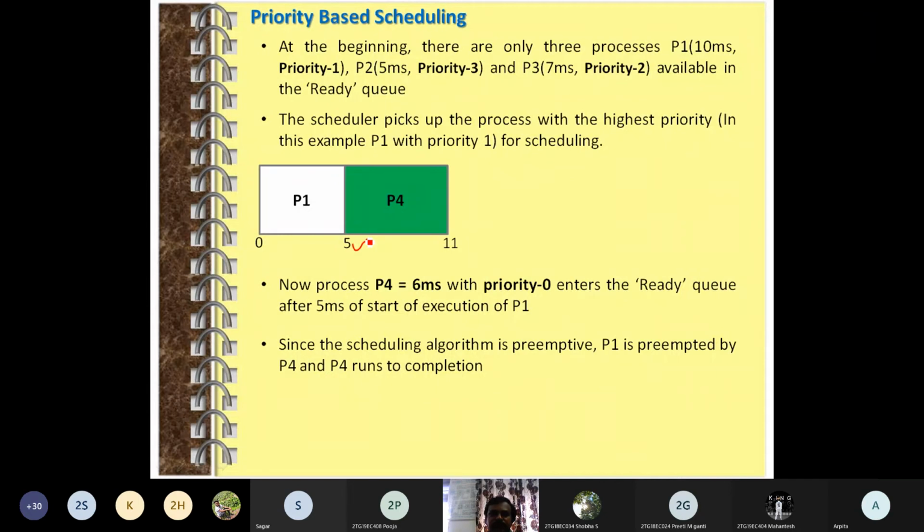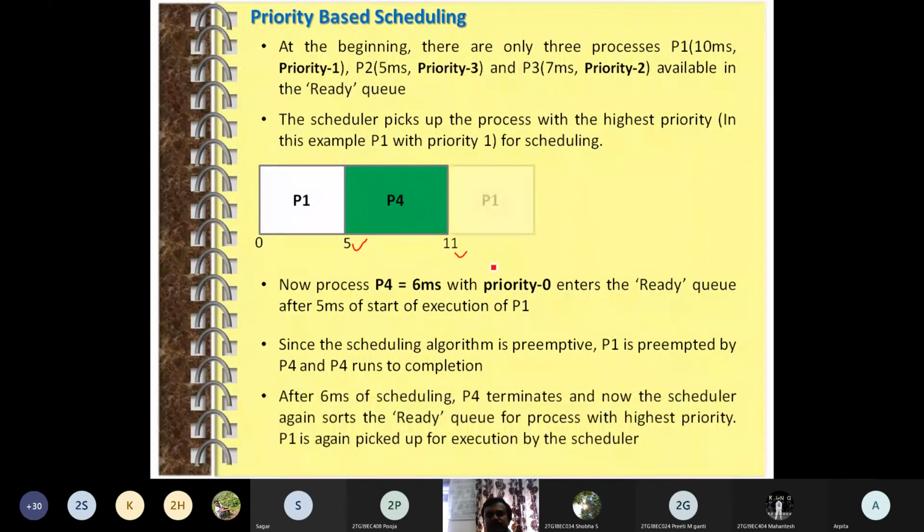So this one is the fashion. After the 5th millisecond, P4 is going to start its execution, and it is going to complete its execution after 6 milliseconds. So it entered at the 5th millisecond. The total 6 milliseconds is going to come at 5 plus 6, it is 11 milliseconds.